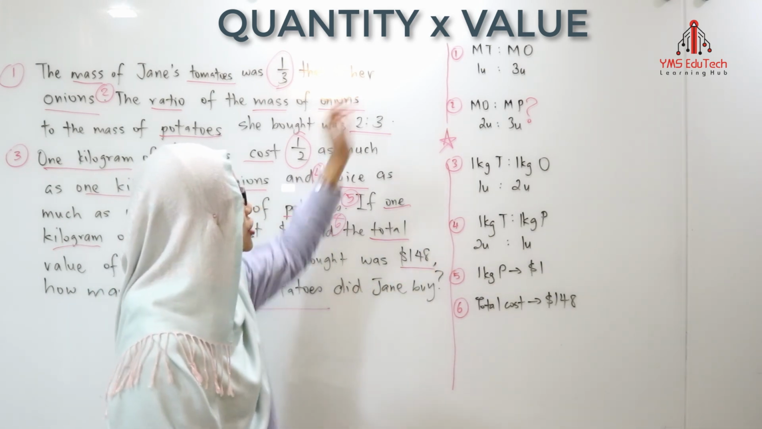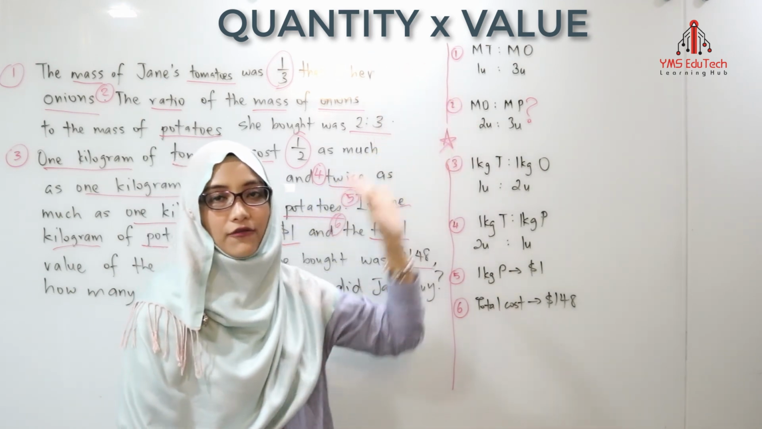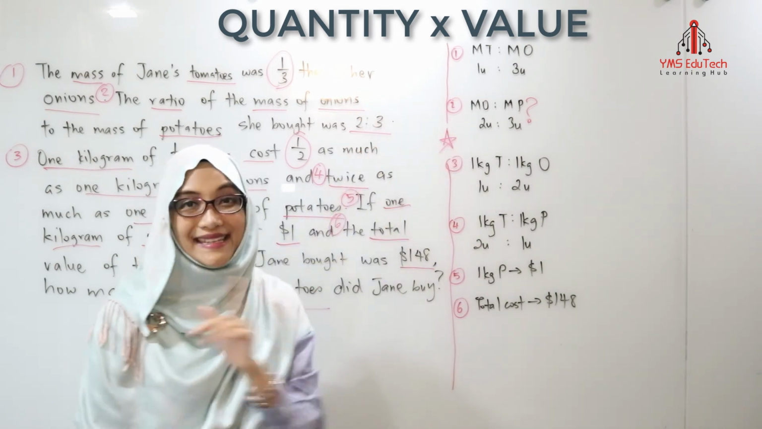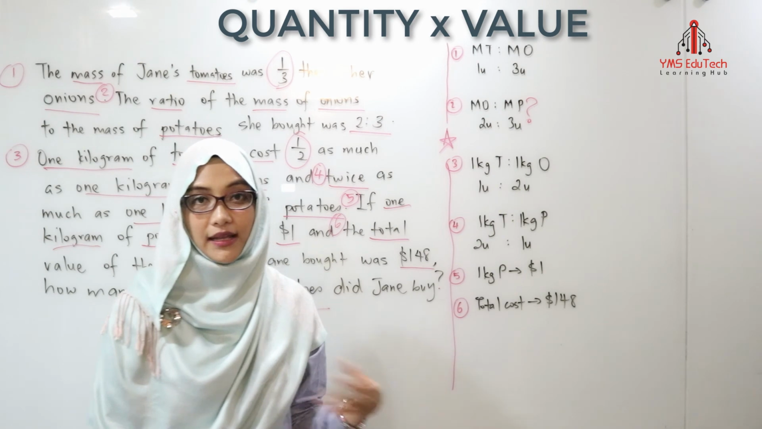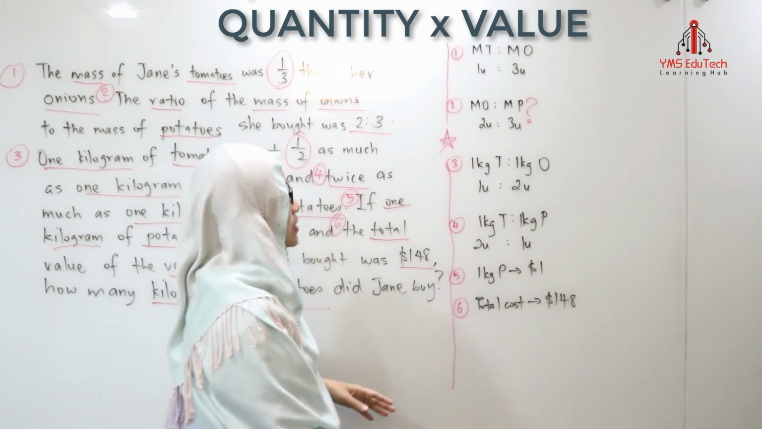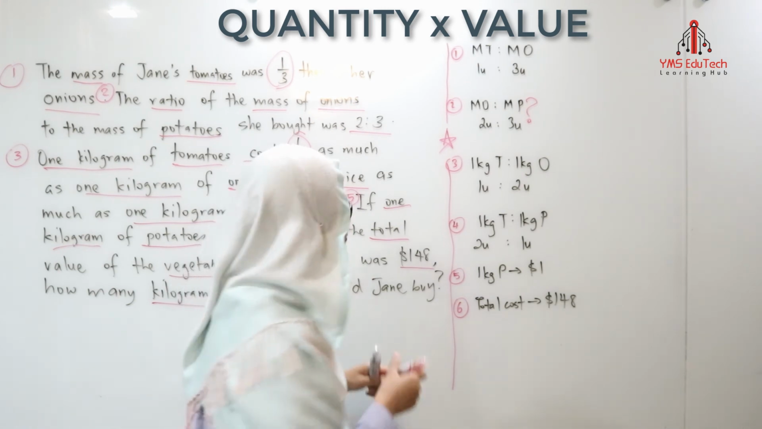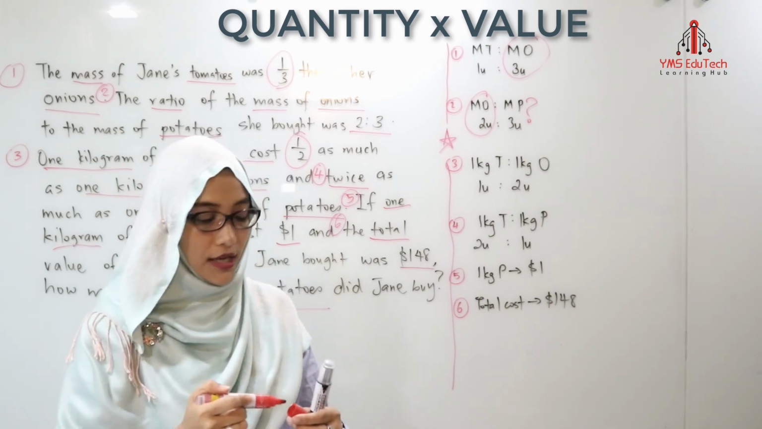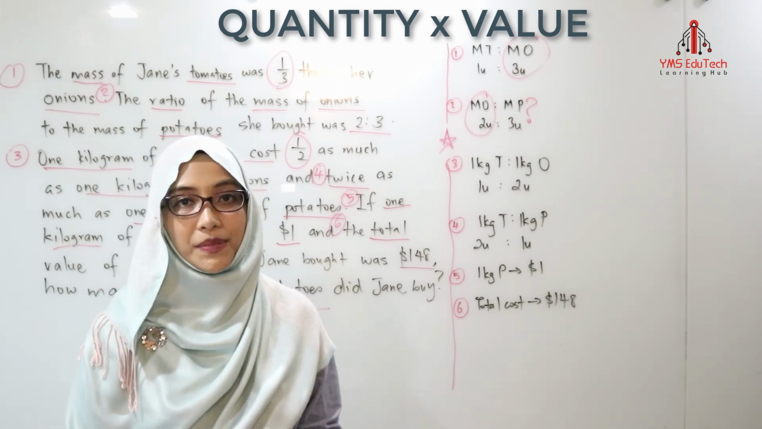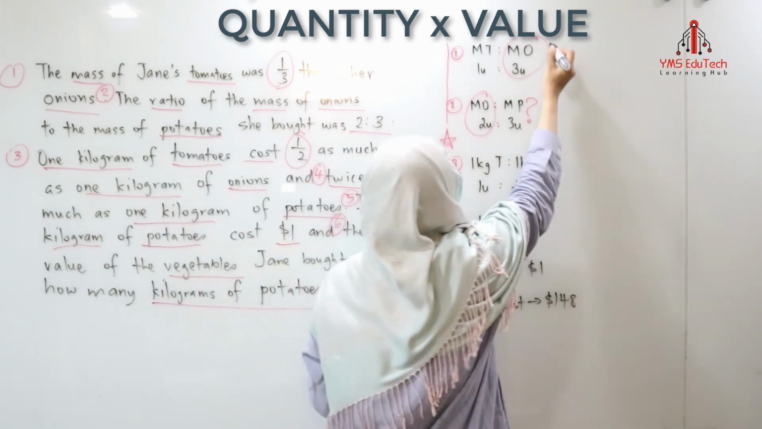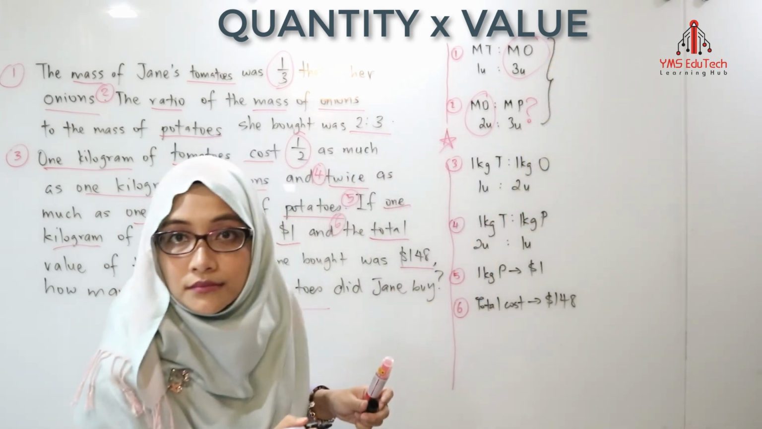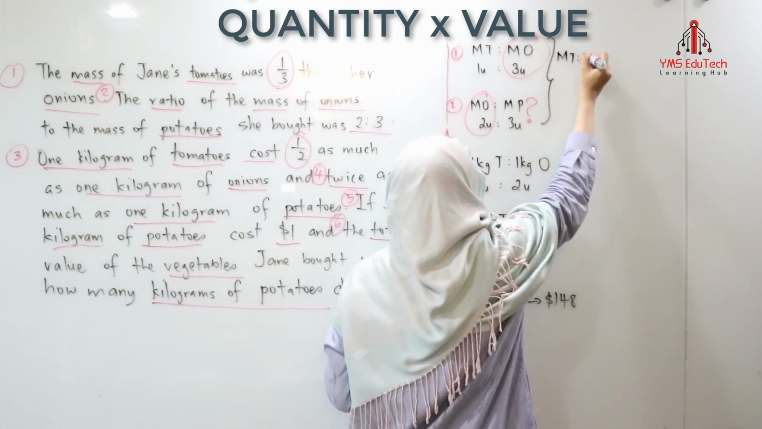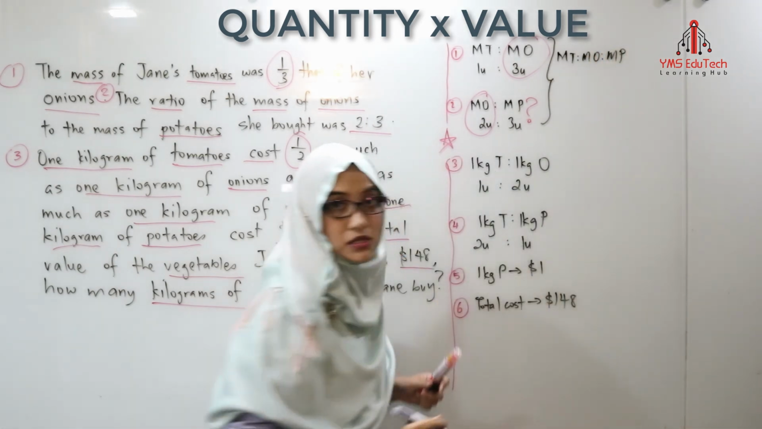Alright, so information number 1, I have mass of tomato is to mass of onions. How do I link it to information number 2? I have mass of onions again. So this is a repeated item, like what I shared last week. That means I can combine these 2 together because they are referring to the same thing. Mass of onions is being repeated here, so I can combine this to look like this. I have mass of tomatoes is to mass of onions is to mass of potatoes.